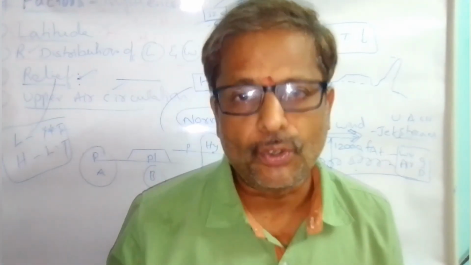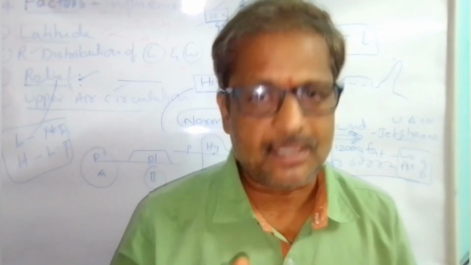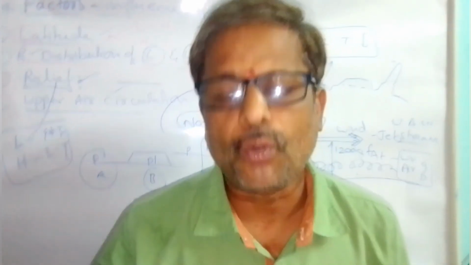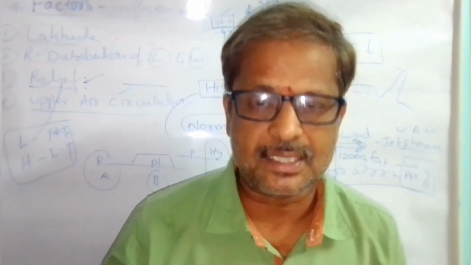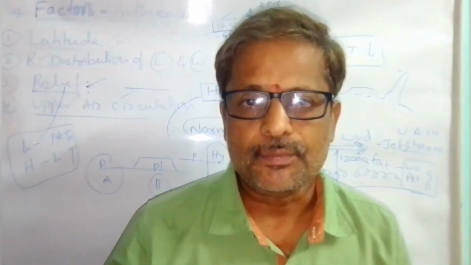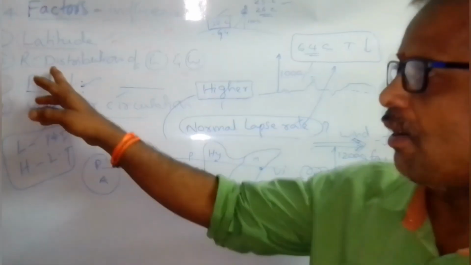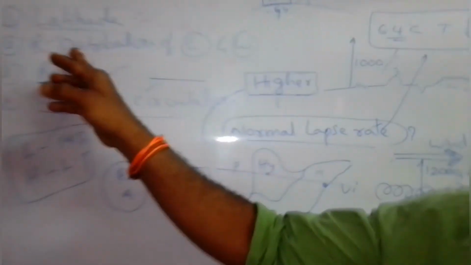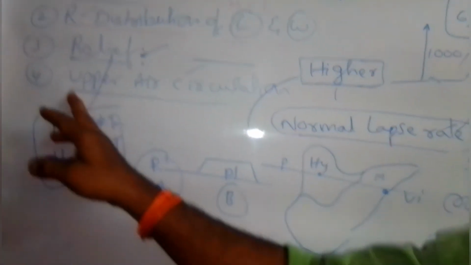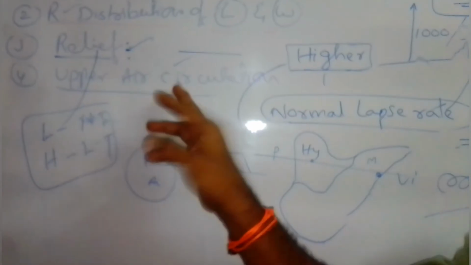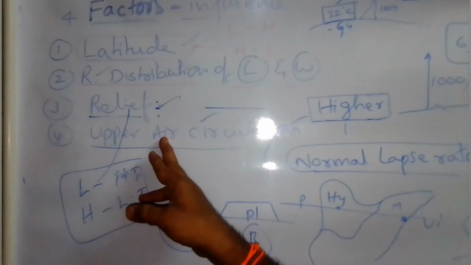So these are the four parts which we call climate controls, which control India's climate. The first one we discussed, latitude. Number 2 is relative distribution of land and water, which we already discussed in the last video. The third one is relief, which we have just explained. And the fourth one is upper air circulation, which is also called jet streams.